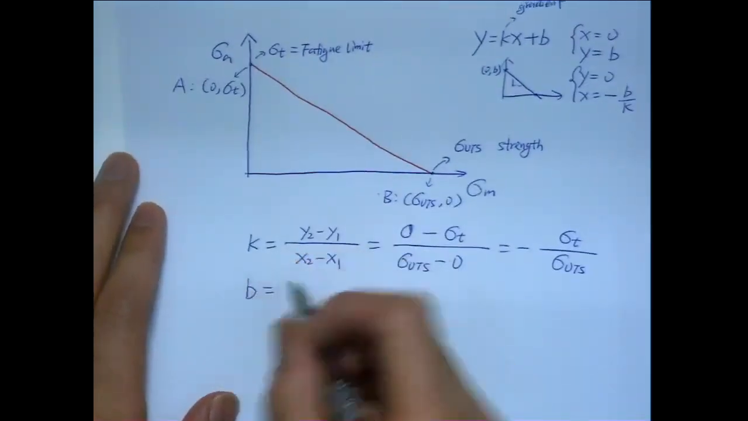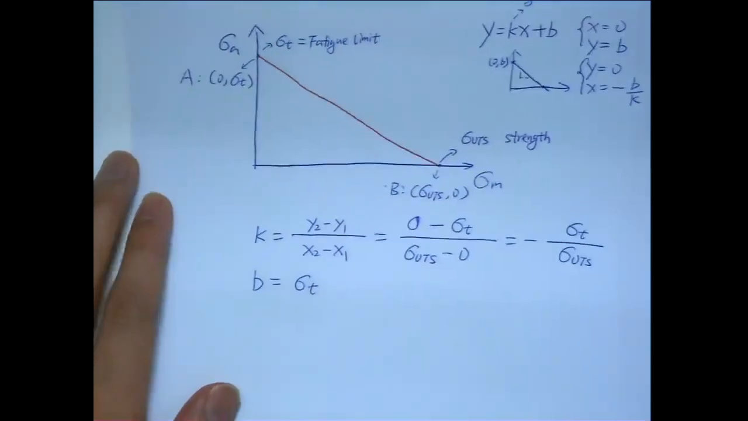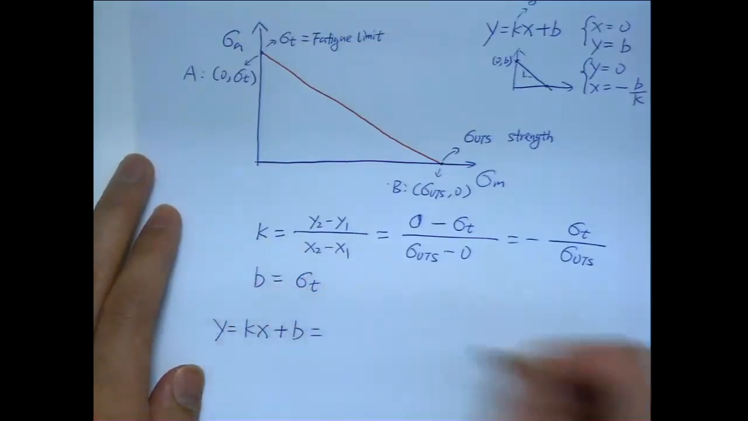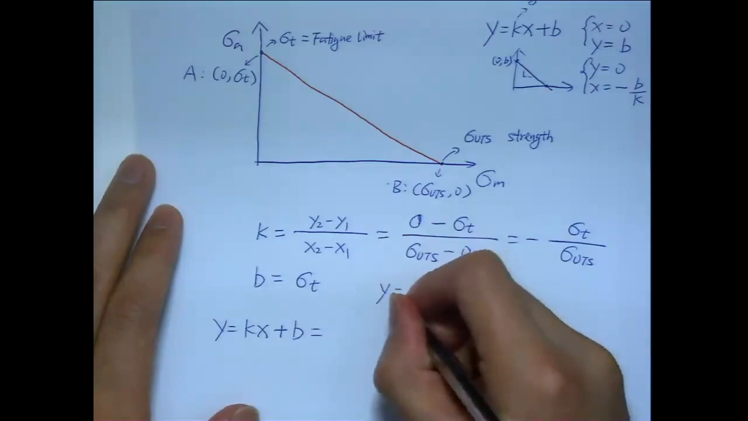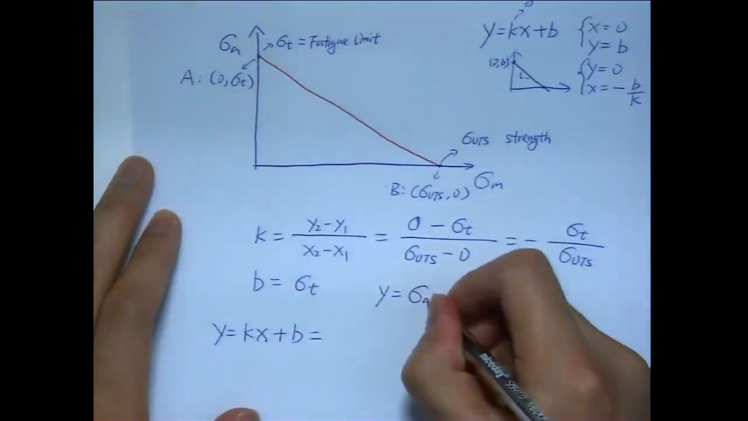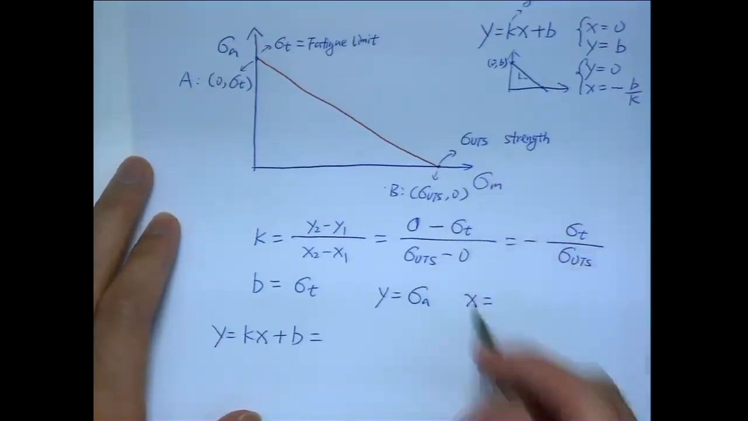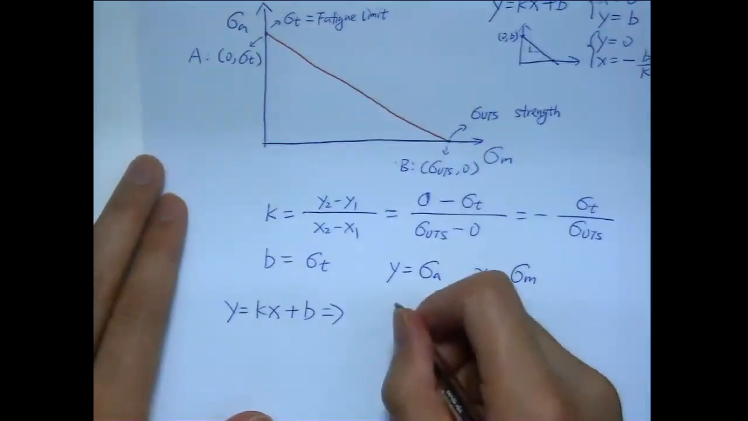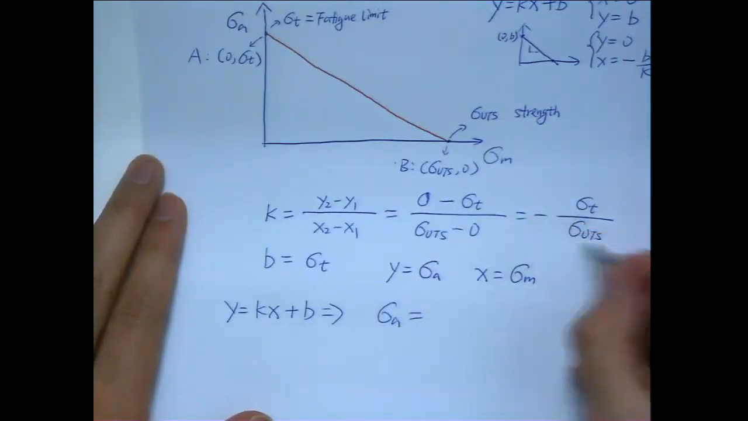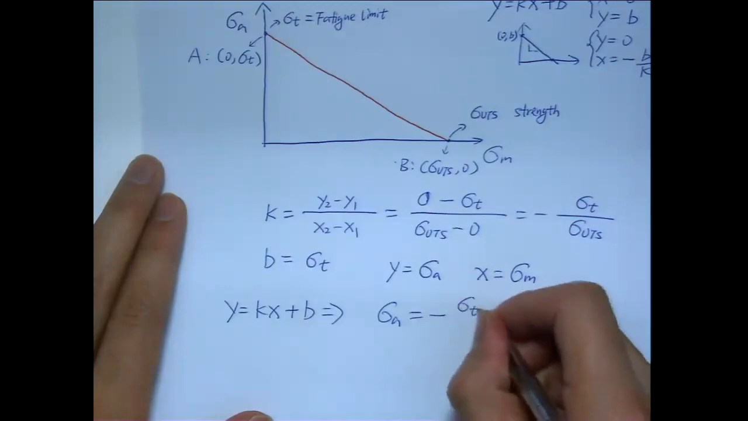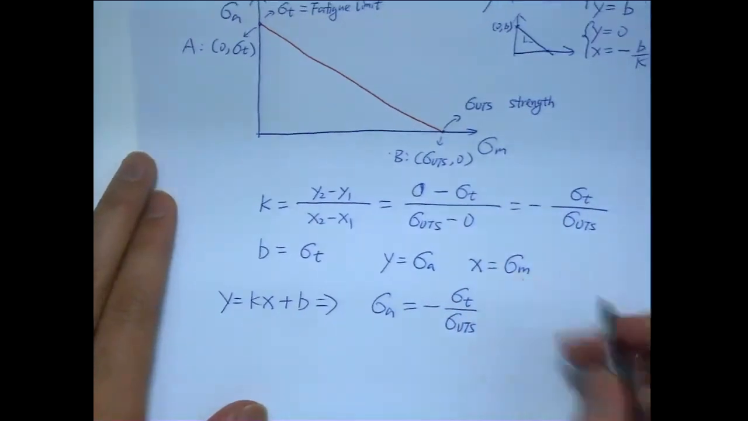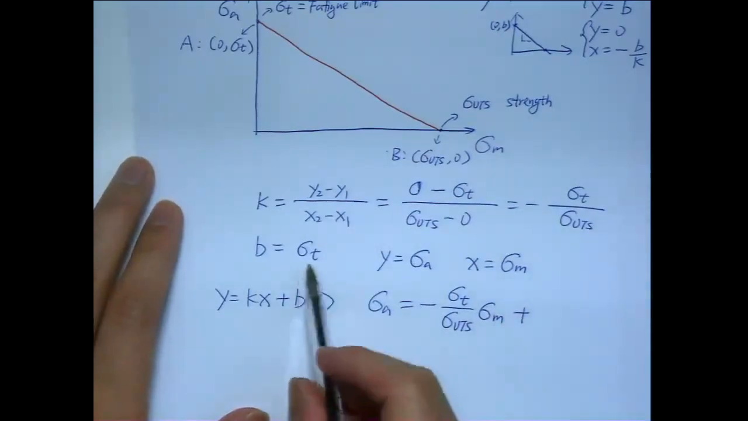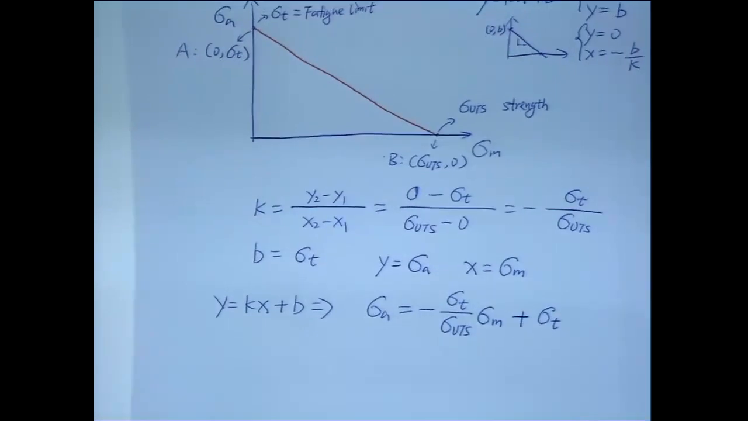So b here actually is the cross-section value. It's sigma t. Now you know these two coefficients. y equal to kx plus b, y here is the axis you're plotting, sigma a. x here is the sigma mean you're plotting. So using that, we know sigma a equal to this k. We replace the k by this term, sigma t over sigma UTS, times x, the variable in the horizontal axis, plus the b, sigma t. Okay, you can see that.